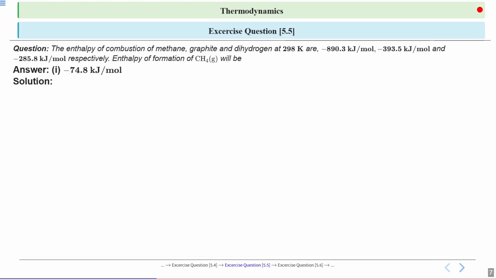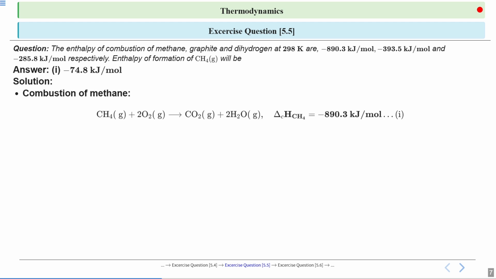The correct answer would be the first one, which is minus 74.8 kilojoule per mole. How will we solve it? In the question, we are given the combustion of methane. Its value is minus 890.3 kilojoule per mole. If you are talking about the combustion reaction, then what will we write for the thermochemical equation? It's very simple. We will take 1 mole of methane and burn it with oxygen to give us carbon dioxide and water. The next thing you have to do is balance the equation.